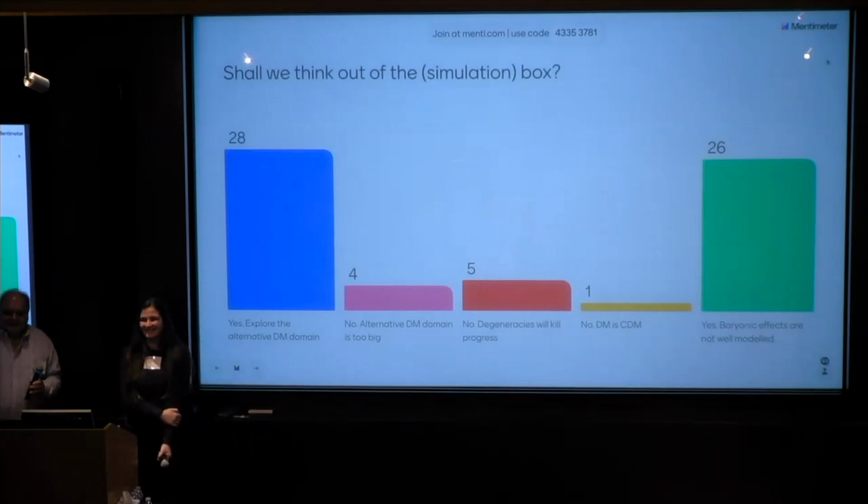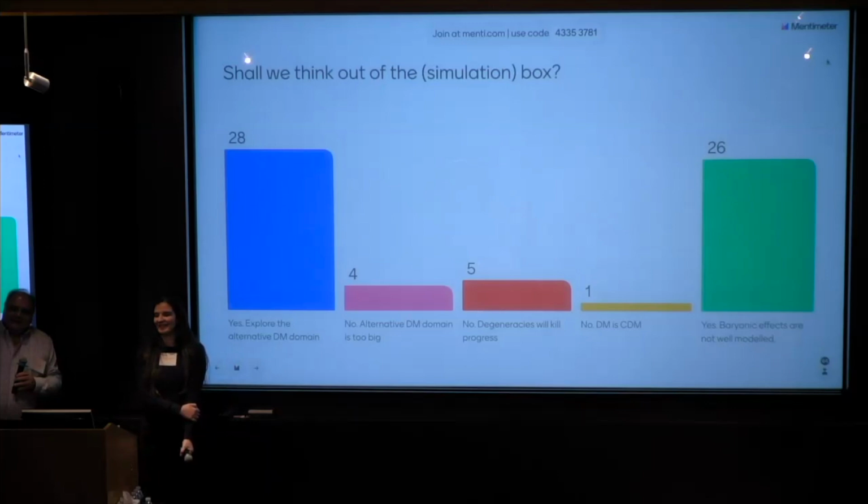Okay. You think it will completely kill the? Okay. No, degeneracy is a big problem. But hopefully with better resolution.